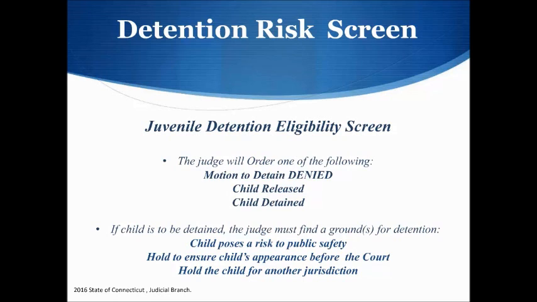Pursuant to Connecticut General Statute 46B-133, as amended by Public Act 16-147, Section 1E, if a grounds for detention is found, the court may, in its discretion, consider as an alternative to detention a suspended detention order with graduated sanctions. If the grounds for detention is not found, the child may not be placed on a suspended order of detention.